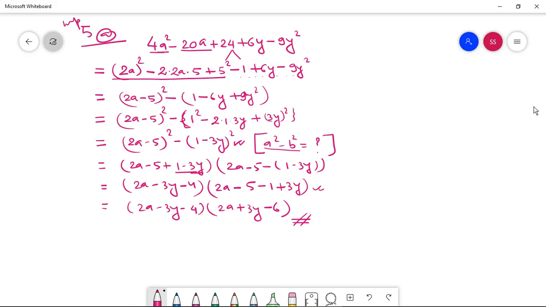I have to start the next problem. Okay. Any question? Yes, you can break any terms according to the given condition. There is no hard and fast rule, but you have to solve this problem.